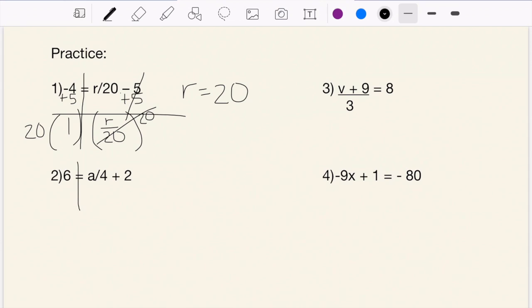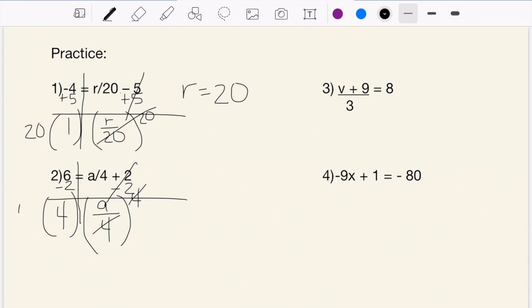So again, we're going to start with this 2 over here. We're adding 2, so what we're going to do is subtract 2 on both sides. So that'll cancel out on there, and we're just left with a over 4 on this side. And then 6 minus 2 will leave us with 4. So we have 4 on this side and a over 4 on this side. Since we're dividing, we're going to multiply by 4 on both sides. So on this side, we're left with a, and then 4 times 4 gives us 16.